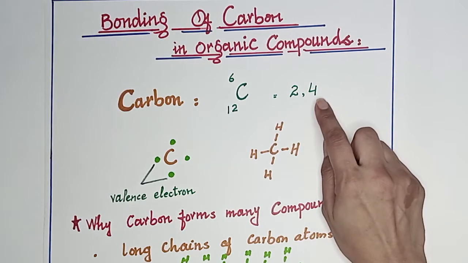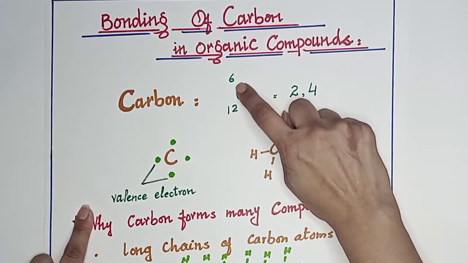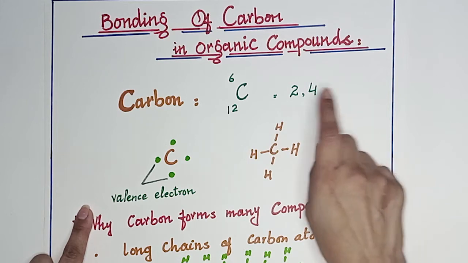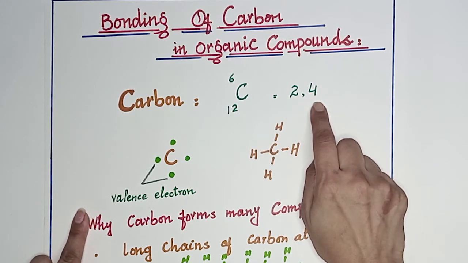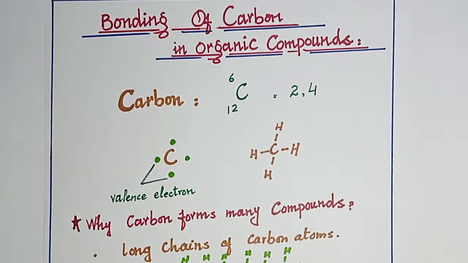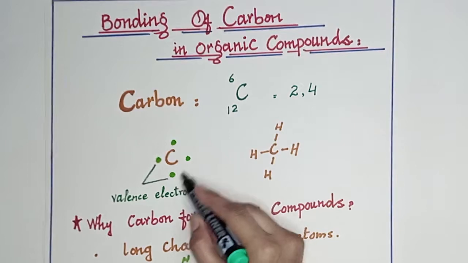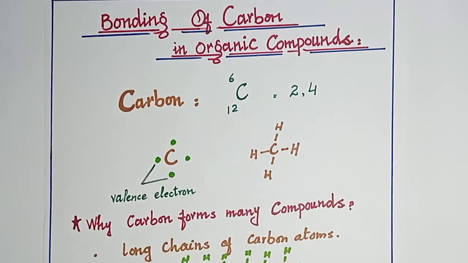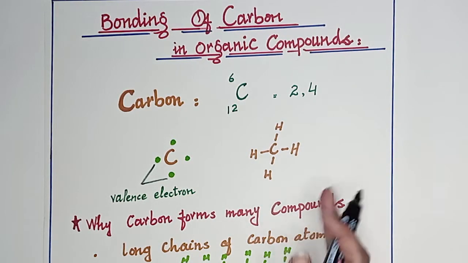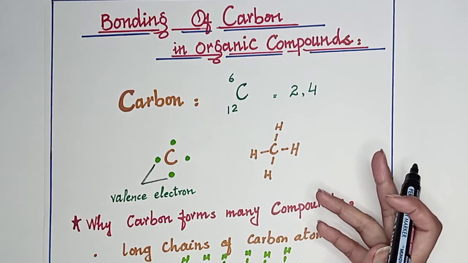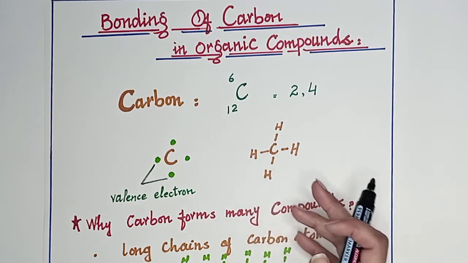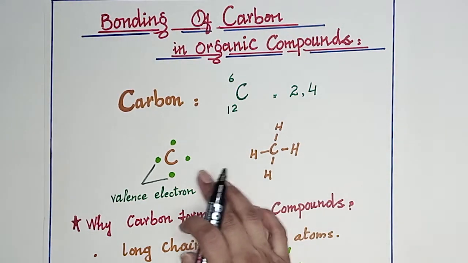Carbon has 6 proton number, which means it has 6 electrons. 4 electrons are the valence electrons. So here in dotted form I have shown the valence electrons of the carbon atom. In order to complete its octet, it needs 4 electrons.